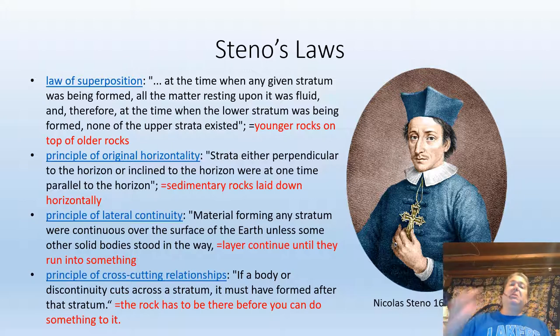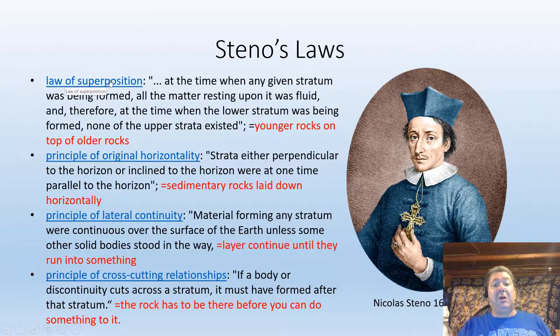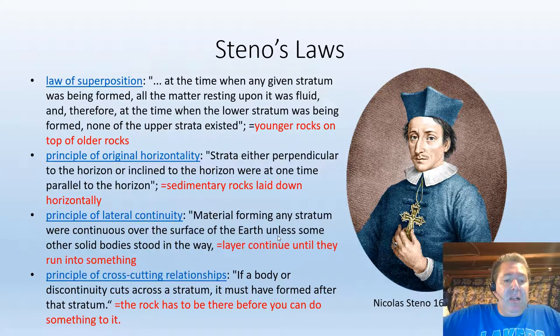So again, those are Steno's four laws. These are going to help us look at and interpret the sequence of events that happens at different locations, right? So again, law of superposition: younger rocks are on top of older rocks. Principle of original horizontality: sedimentary rocks are laid down in horizontal layers. Principle of lateral continuity: layers will continue until they run into something that ends them. And the principle of cross-cutting relationships: the rock has to be there before you can do something to it.